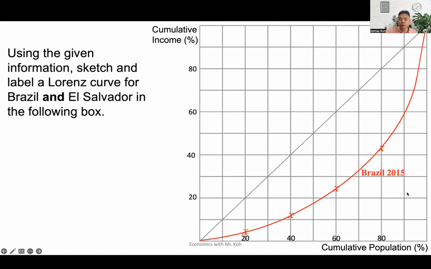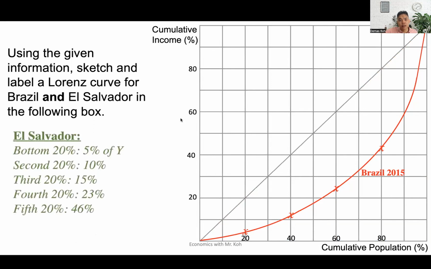So I'm just going to label it as Brazil 2015 because I'm going to do the same for the second country, El Salvador. And again, I've plucked out the information of the 5 quintiles in textual form from the pie chart earlier. I'm just going to do the same method as I did for Brazil, right?